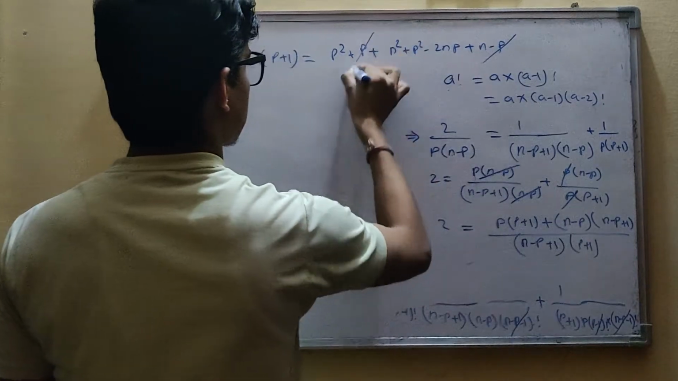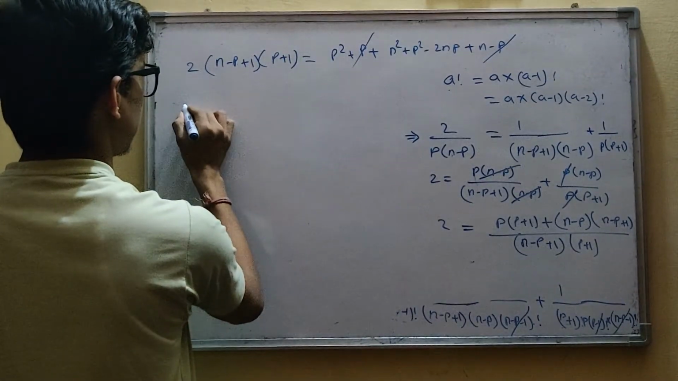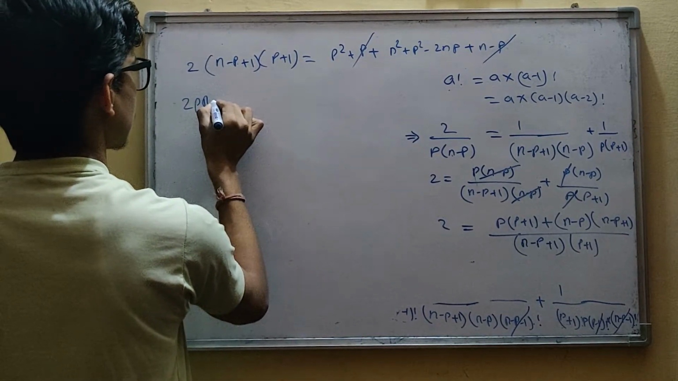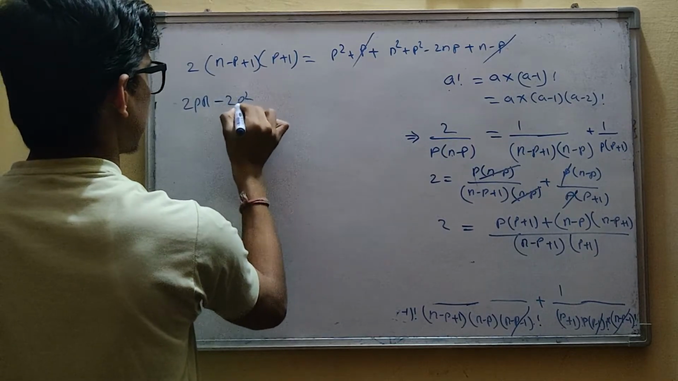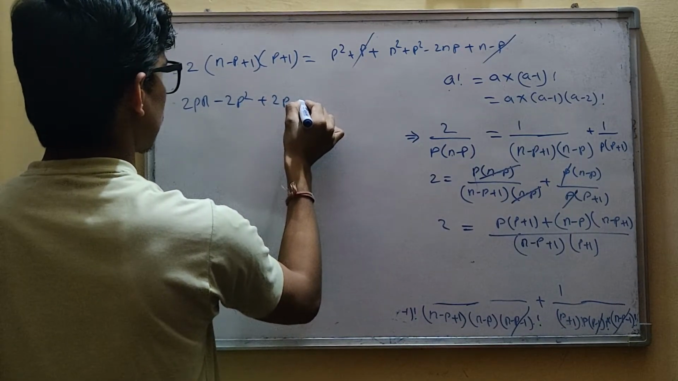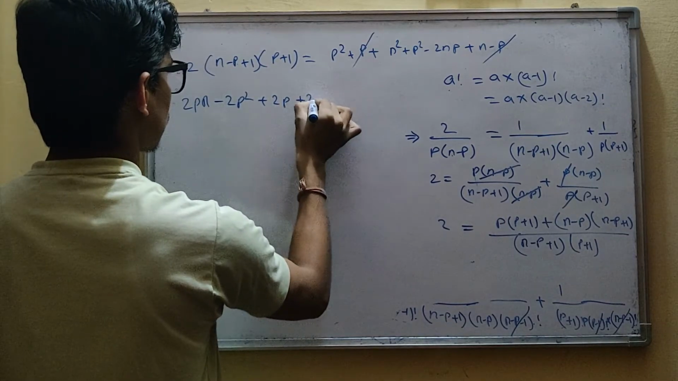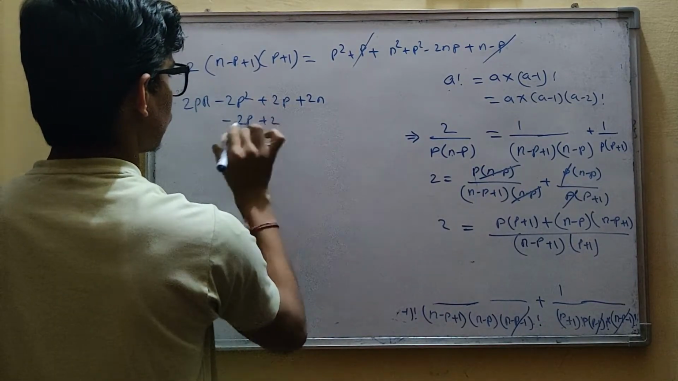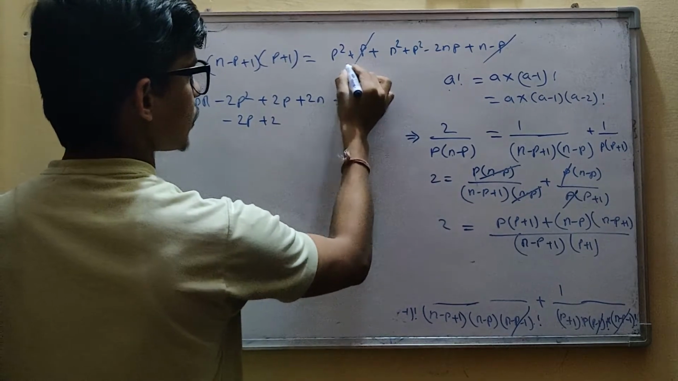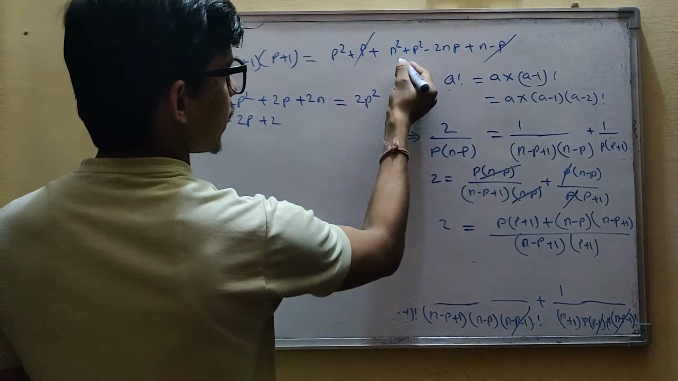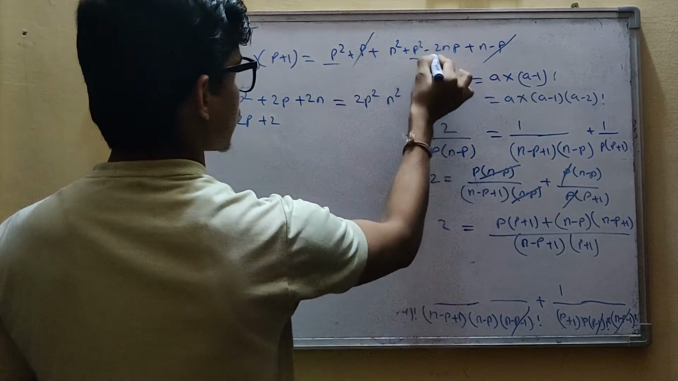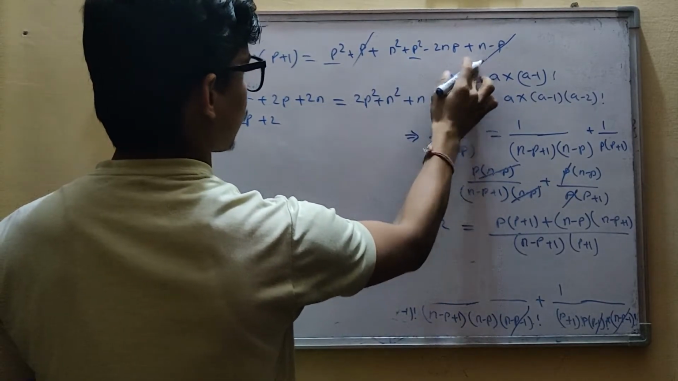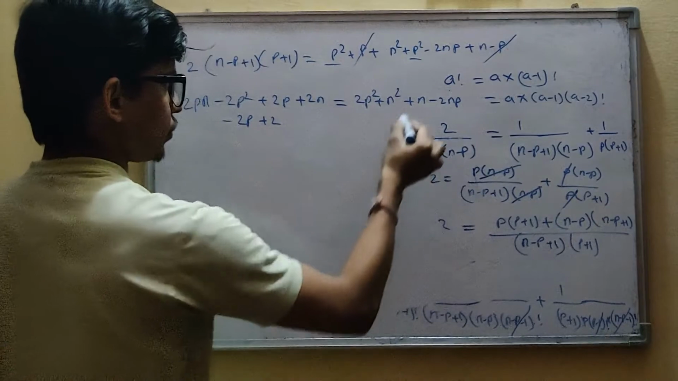So p will cancel, p is going to be cancelled out with this, and here also we have to multiply, right? So this should be like this: 2pn minus 2p square plus 2p, and then plus 2n minus 2p plus 2. So this should be equal to p square plus p square, 2p square, n square plus n, 2p square, n square plus n minus 2np. Okay, so please don't mess up with this.